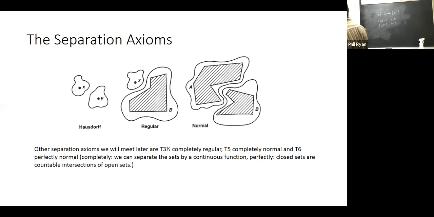This turns out to be a really useful bunch of axioms, just being able to separate stuff out, particularly if you want to prove things like the space is metrizable or other kinds of nice things that are going to happen if you're studying that space.